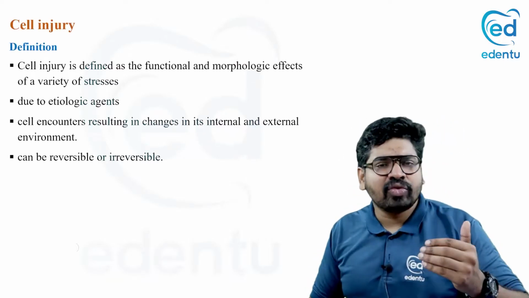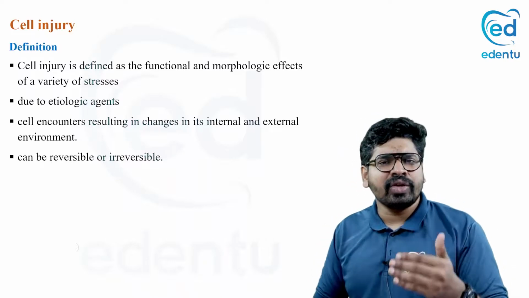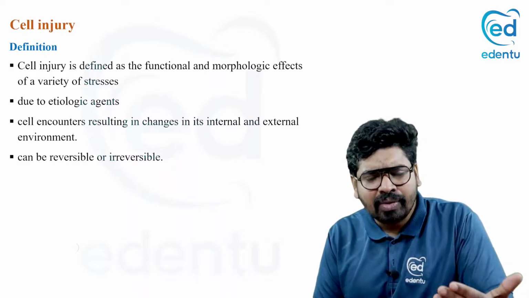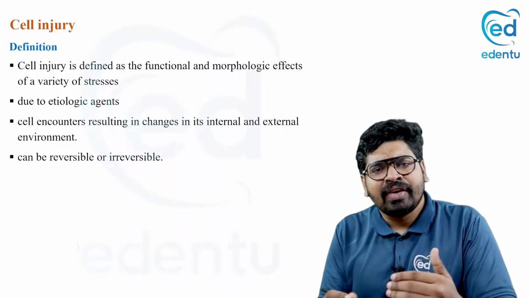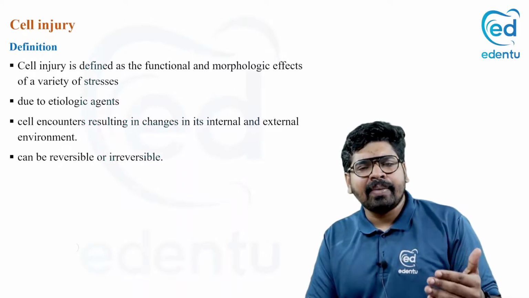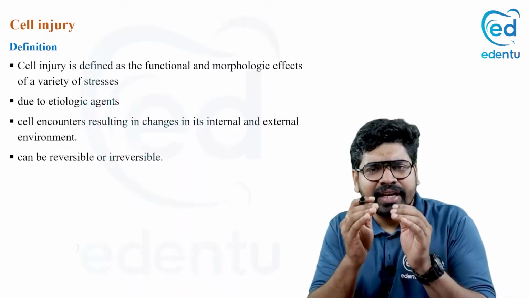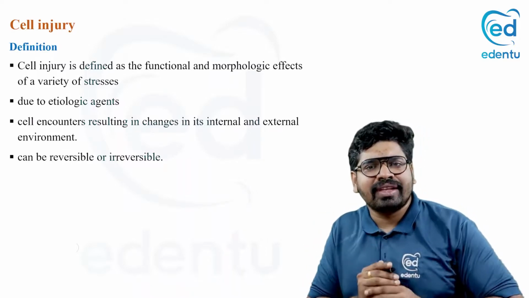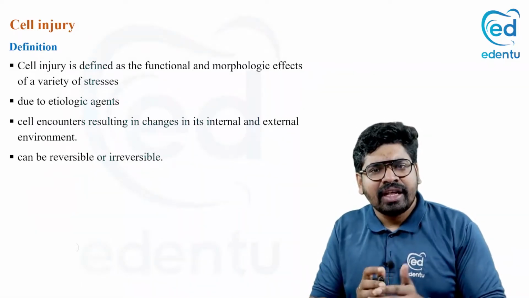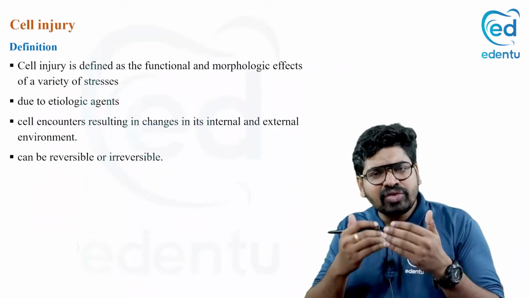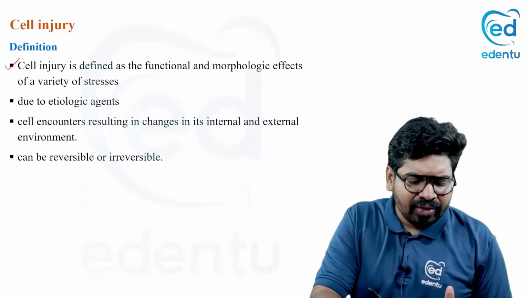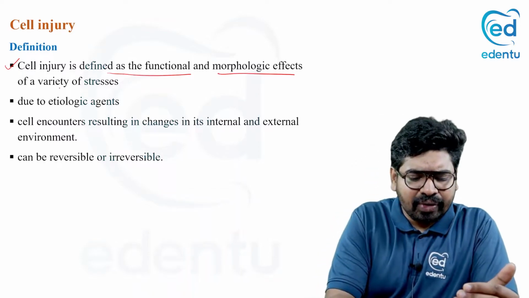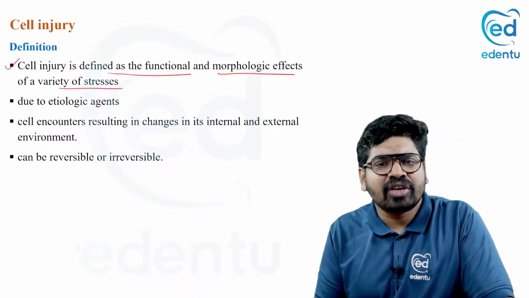Now, what is actually cell injury? You know what is injury? Injury occurring to your cell. It is actually the functional or the morphological effect due to various stress. What are the functional and morphological changes occurring in a cell due to an external stimulus or external stress when we give it to a cell? There are some kinds of changes occurring in the cell, and those changes are nothing but some injury to that cell. So this is a functional or morphological change occurring in the cell due to an external stimuli or external stress.